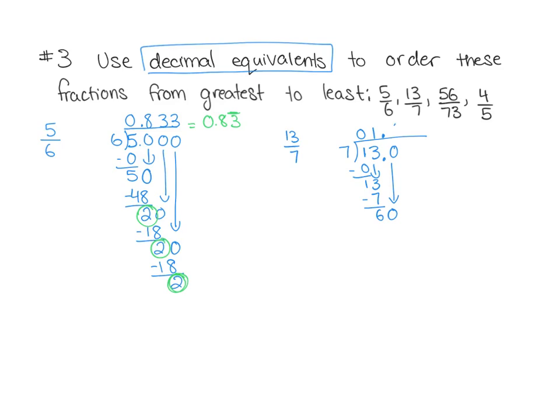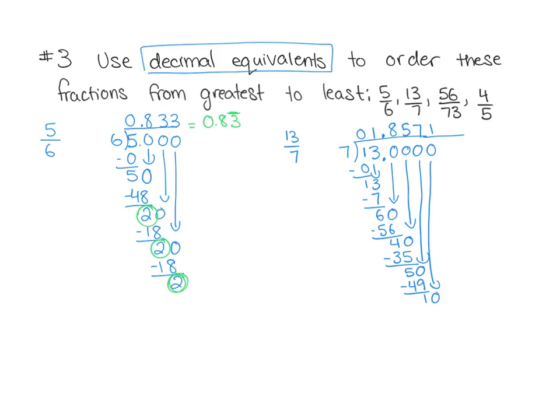7 goes into 68 times, right? So 8 times 7 is 56. That gives us 4. It goes into 48 5 times, which gives you 35. And then it can go into 57 times, which is 49, which gives you 1. Bring down the 0. Well, it goes into that once, which is 7, which gives you 3.